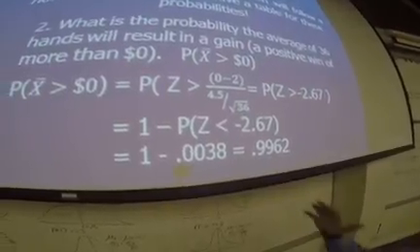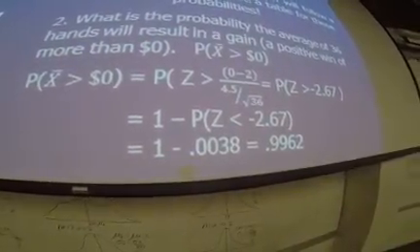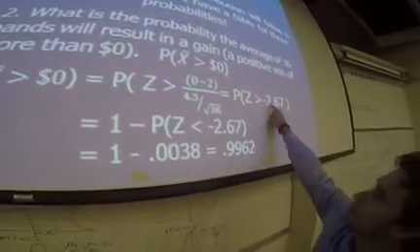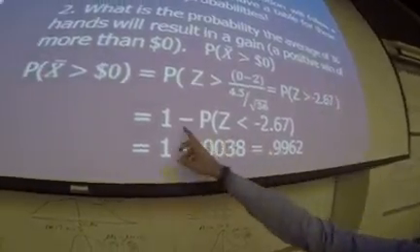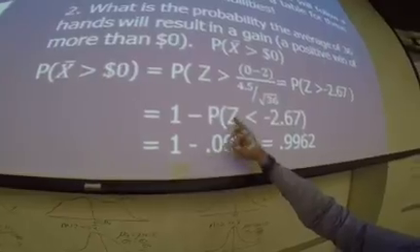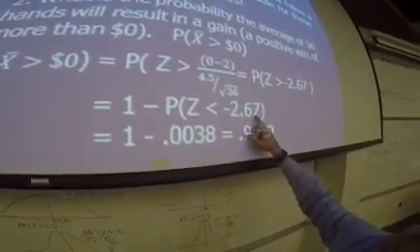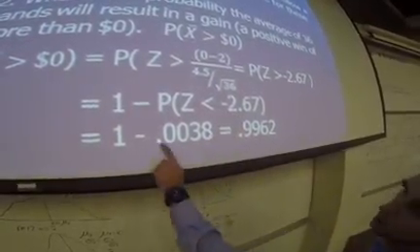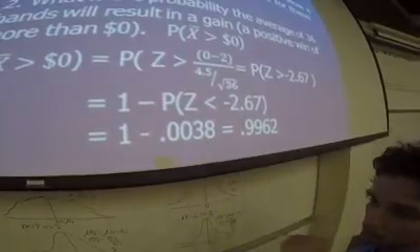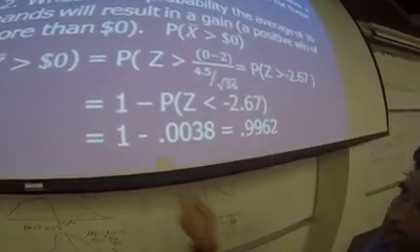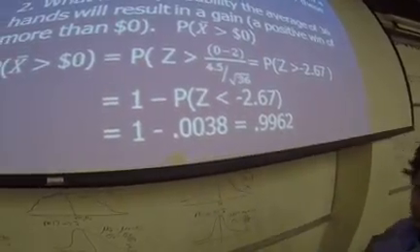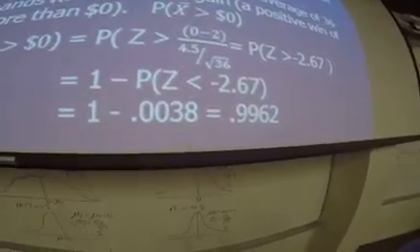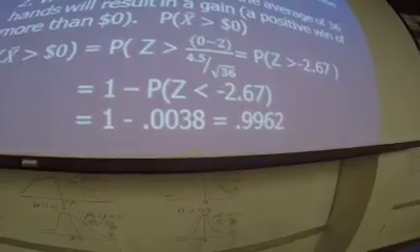I encourage you, if that's at all confusing, to do this problem exactly like we did in the last problem, and you will get negative 2.67. Then from there, it's just plug and chug. It's what we've done before. That's 1 minus the probability that z is less than negative 2.67. We look that probability up in the table, which is why we've done all this in the first place. That probability is very small, 0.0038. So what is the probability that in 36 hands we will gain? It is very high: a 99.62% chance that if we play 36 hands and count cards, we will actually come out with a gain.